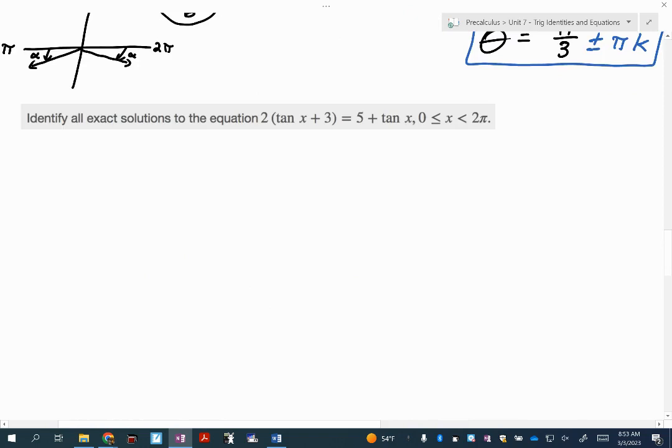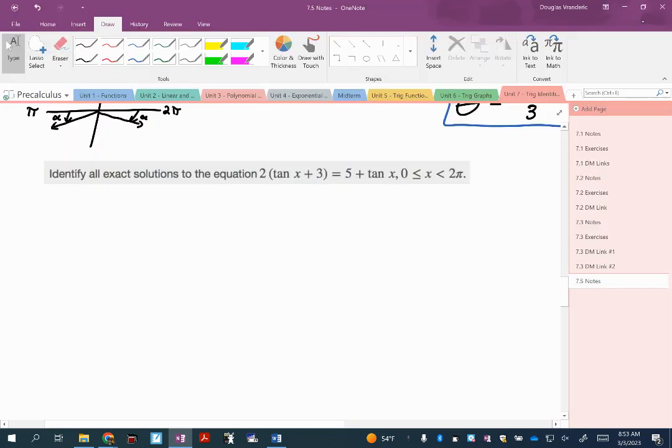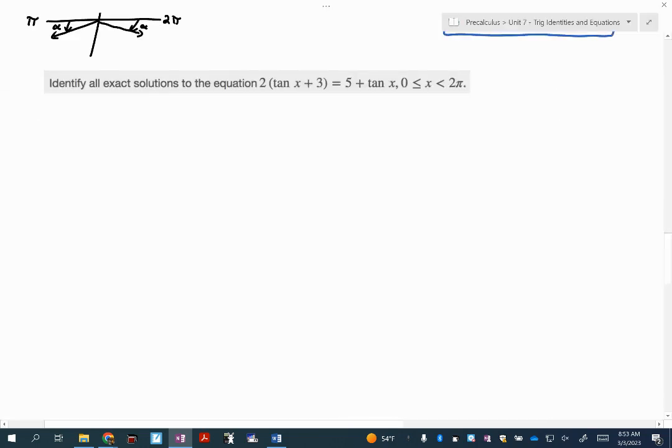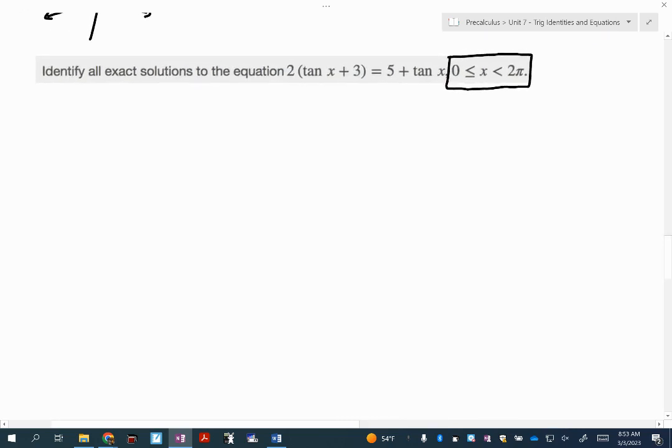All right, let's look at another one. Again, we've got all solutions, but it does give us certain values in between, so that's nice.